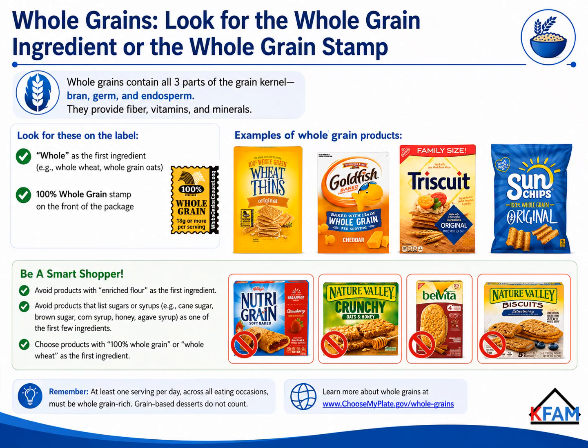Be a smart shopper by avoiding products that list enriched flour as the first ingredient. Also avoid products that list sugars or syrups, such as cane sugar, brown sugar, corn syrup, honey, or agave syrup, as one of the first few ingredients. Some products that may appear healthy, such as Nutri-Grain bars, Nature Valley Crunchy bars, Belvita biscuits, and some breakfast biscuits, may not meet whole grain-rich requirements.